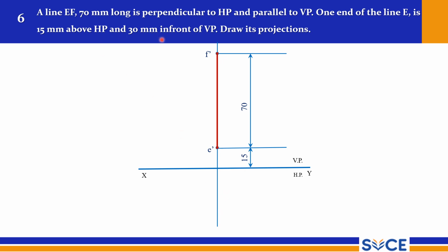So both points will be at the same distance in front of VP, that is 30 mm. So measure 30 mm and draw a thin line, and now E dash is within bracket. When you see from top, E dash is invisible, F dash is visible. So F dash is visible, so F should be without bracket. And now both E and F are lying at the same distance, 30 mm in front of VP. All dimensions are in mm.